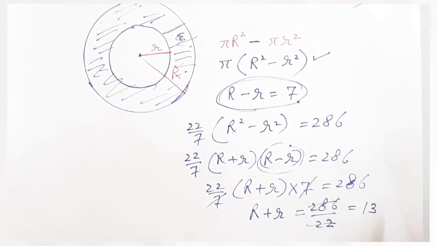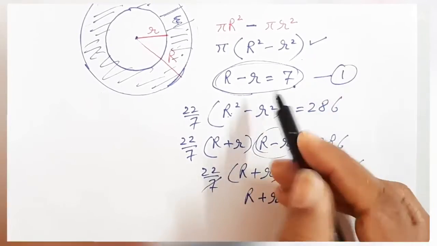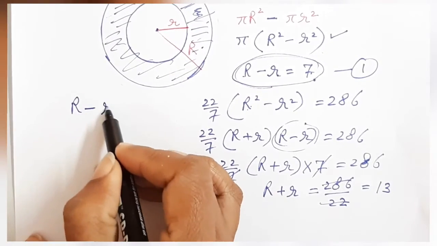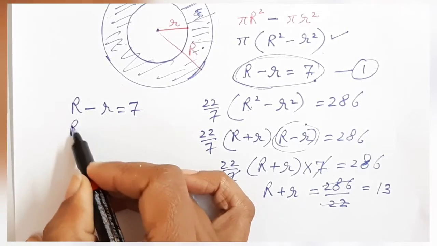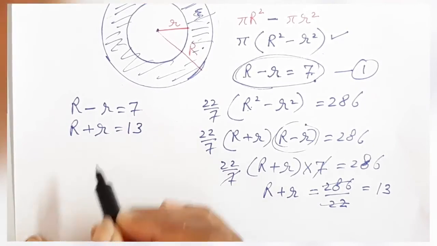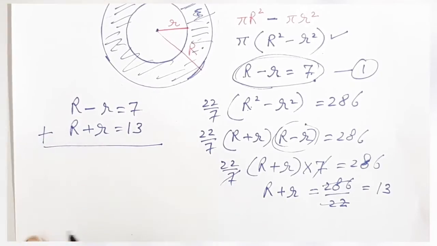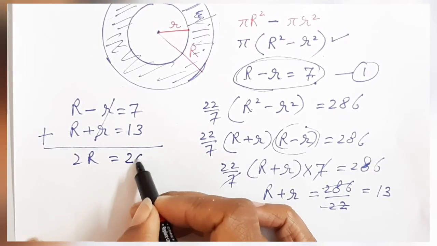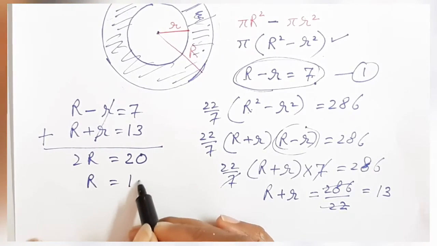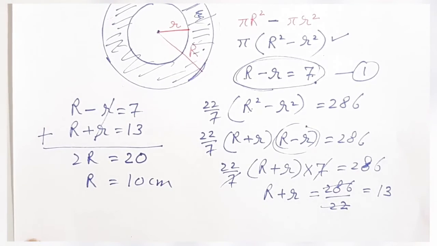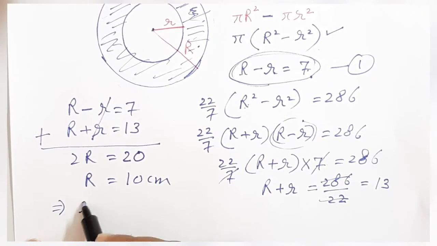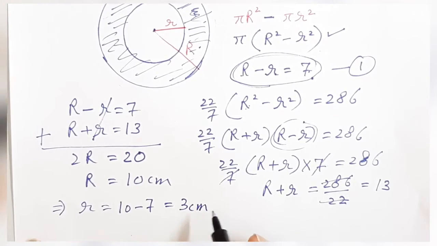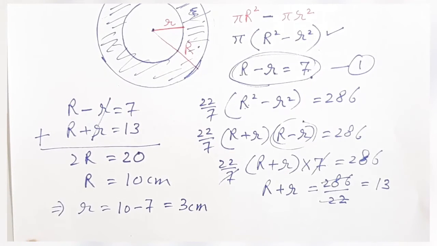Now students, we have two equations. First one is R minus r is 7. Let us write here. So it is R minus r is 7 and the second equation is R plus r is 13. Now let us solve this. If you add the two, r and r will get cancelled. So 2R is how much? Yes, 20. So capital R is 10 centimeter. So this implies small r is 10 minus 7, that is 3 centimeter. I hope it is clear to everyone now.